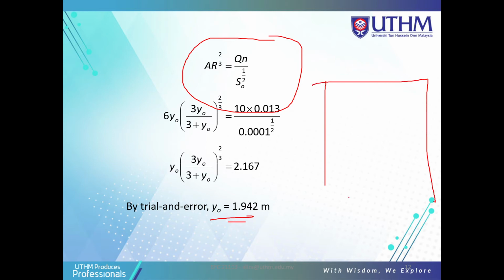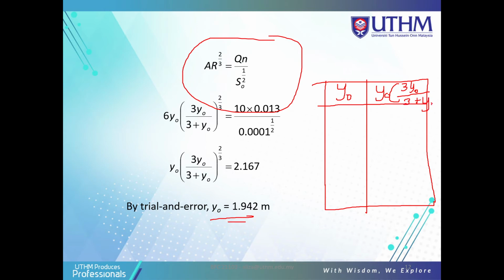Just remember that in your final or in your test, if using trial and error, you must draw this table. You must do this table to put this is y naught, this is y naught over 3 y naught, 3 plus y naught here, 2 over 3. So you put this in part of this row. Okay, so this is y naught.